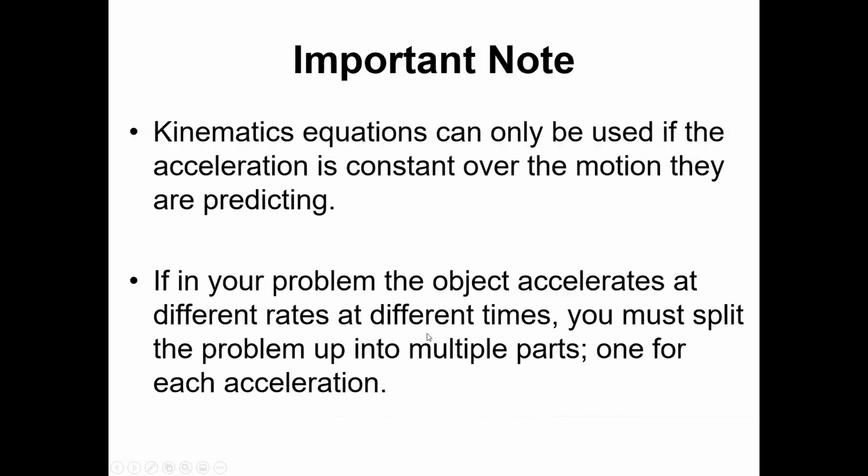An important note, again, is that these kinematics equations can only be used if the acceleration is constant over the motion that they're predicting. Now, here's an important thing to realize. If you encounter a problem where an object or a person is moving at a certain acceleration for a certain part of the problem, and then their motion changes somehow and they have a different acceleration for the next part of the problem, that's okay. What you'll have to do is split that problem up into different parts. You'll have to apply the equations to one part where there's only constant acceleration, and then separately apply the equations to the other part where there's a new constant acceleration.